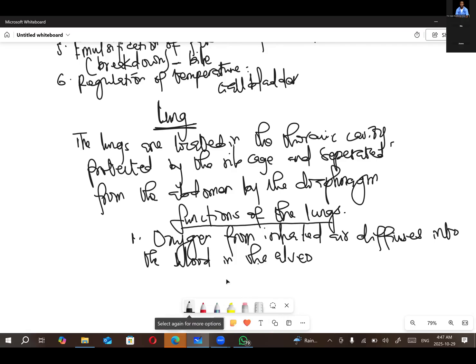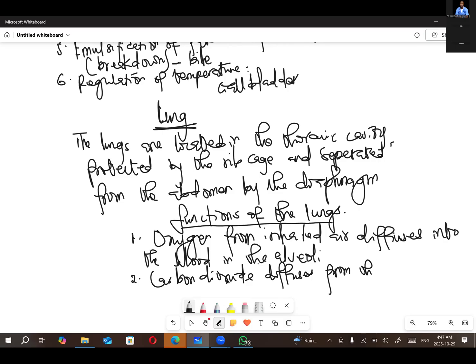Then carbon dioxide diffuses from the blood into the same alveoli. And that's what is brought out, is exhaled.